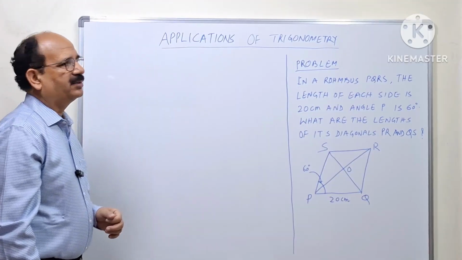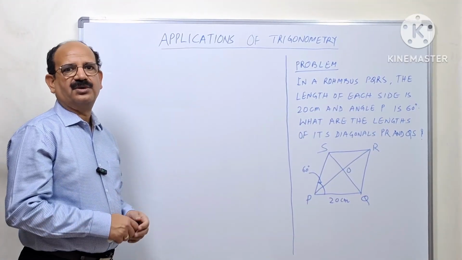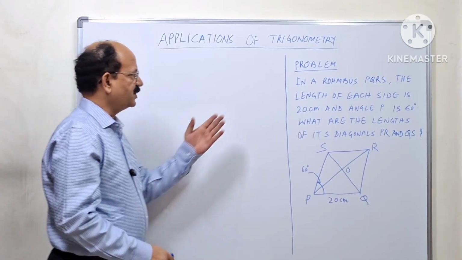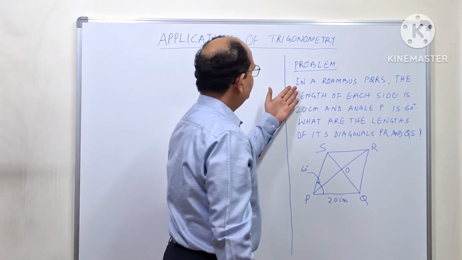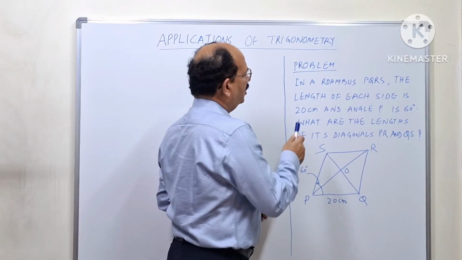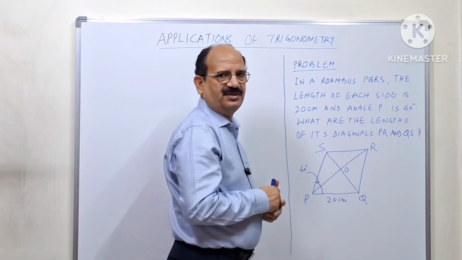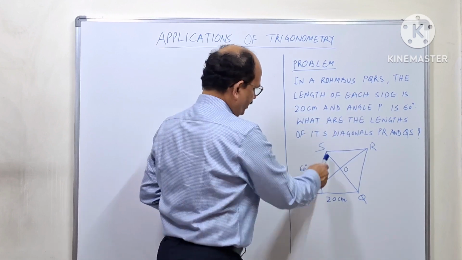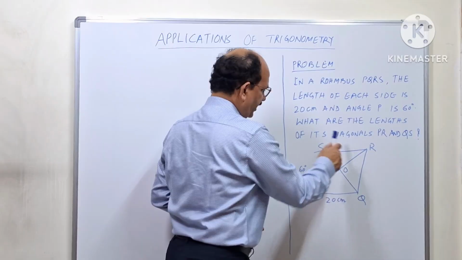I'm going to talk about another application of trigonometry. Let us look at this problem. It says in a rhombus PQRS, the length of each side is 20 centimeter and the angle P is 60 degree. Here is the rhombus PQRS.